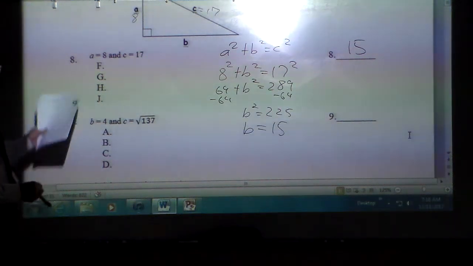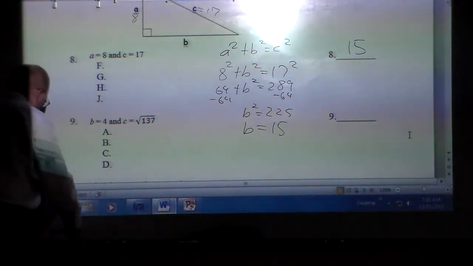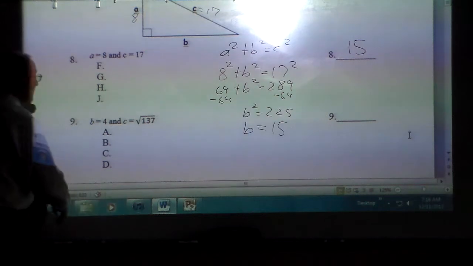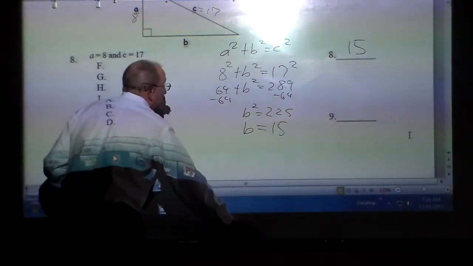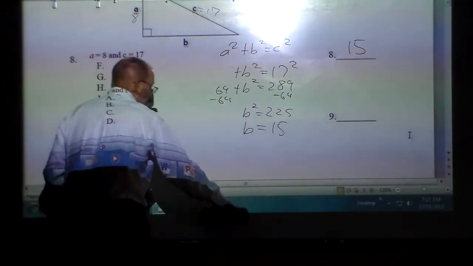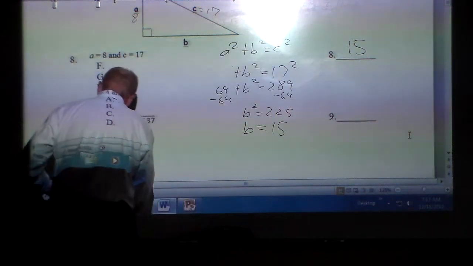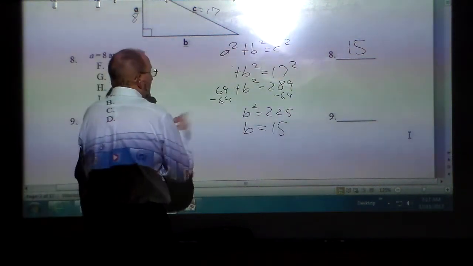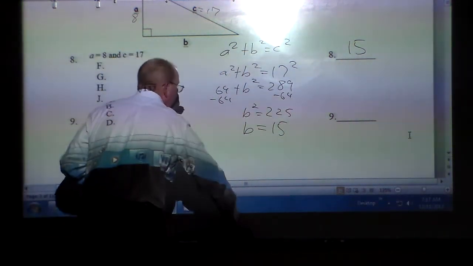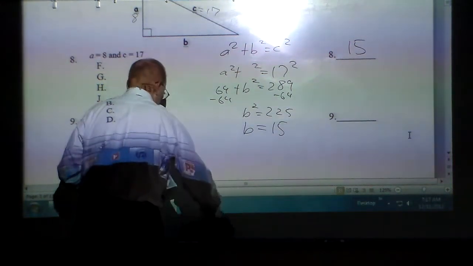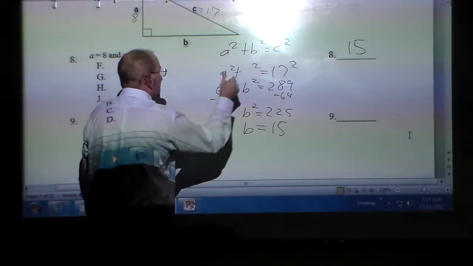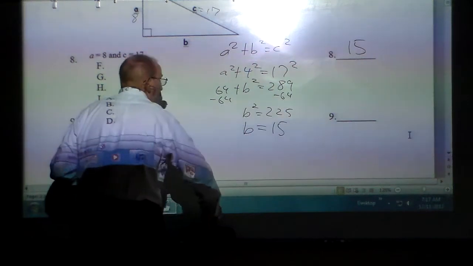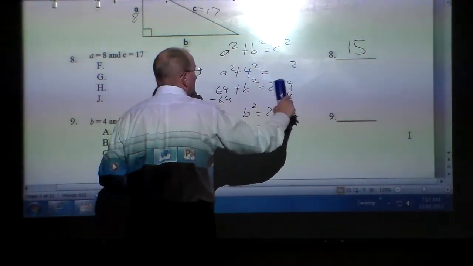What's different about problem 8 than problem 9? There are two things. First off, instead of a, they give us b, so we'll keep the a squared the same, but the b squared will become 4 squared, and the other part is very simple.